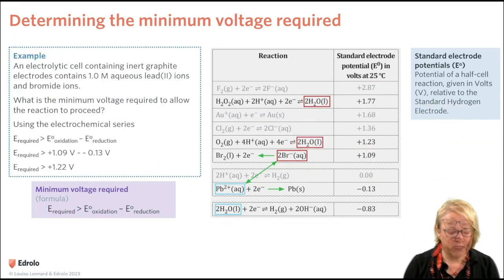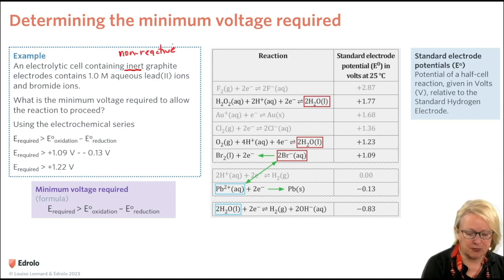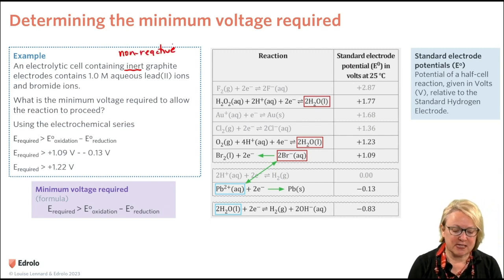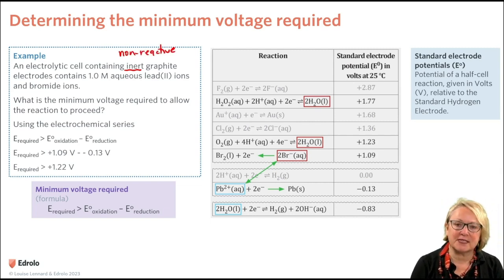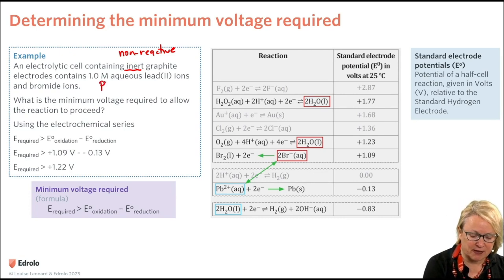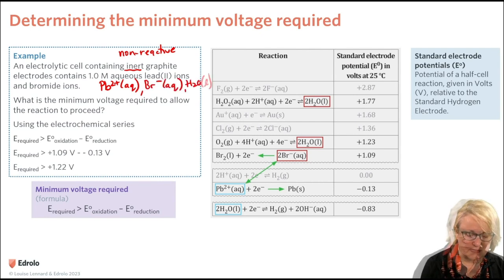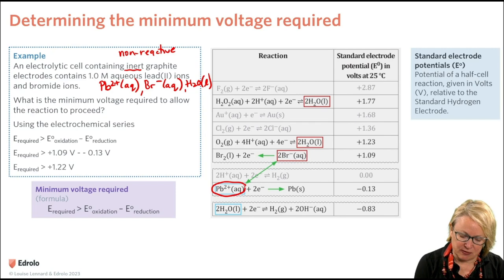Okay, so let's have a look at an example. An electrolytic cell contains inert, which means non-reactive, graphite electrodes. It contains 1 molar aqueous lead ions, lead-2 ions, Pb2+, and bromide ions. And we've also got water present. So we're circling lead-2 ions, water, and bromide ions.